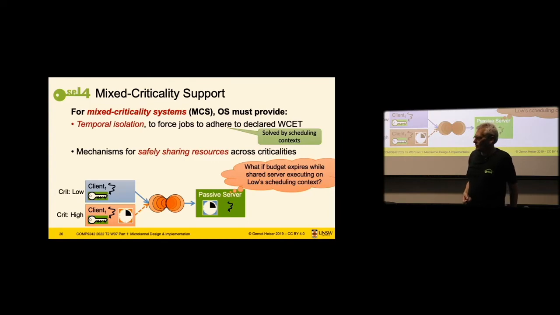So the question is, what happens if we run out of budget while the server is executing? Imagine you have two clients. The one of lower criticality happens to invoke the server and then runs out of budget. And of course that means the server is now blocked until the client's budget gets refreshed, and that blocks out the highly critical thread, and that may be a bad thing. So how do we solve that? How do we solve that in a principled way?